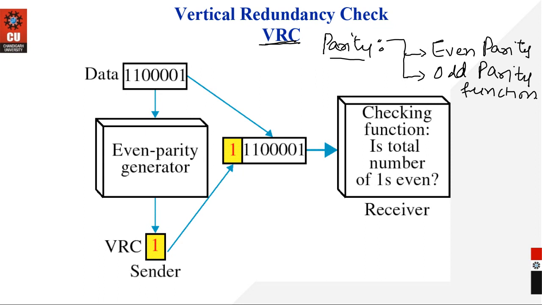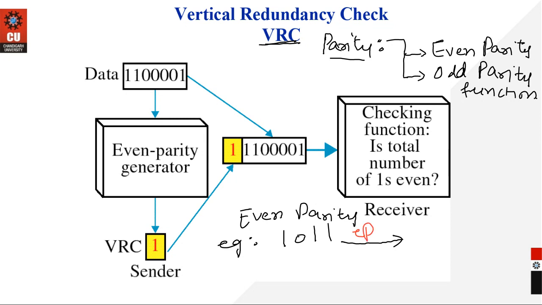Now, how does even parity generator work? Whenever you are talking about the even parity, let's take one example that I have got: 1011 data. This is the data which I have got, and I am feeding this data to my even parity generator. I'm taking it as EPG. EPG is even parity generator. Okay, so I passed on this data to even parity generator.